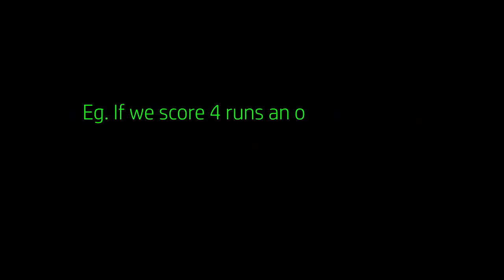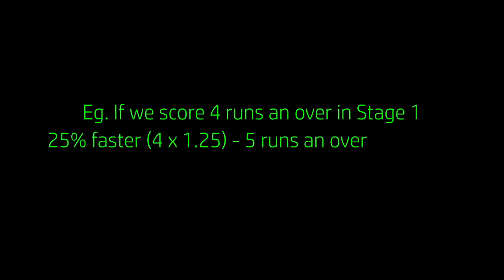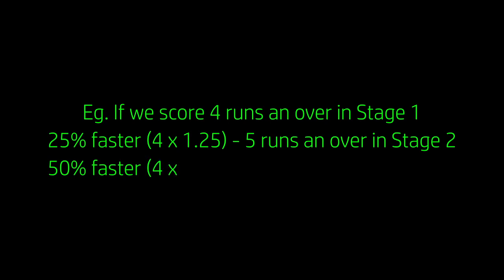For example, if we are scoring at 4 runs an over, it would mean that we think we can score 5 runs an over in stage 2 and 6 runs an over in stage 3. So what is the pace we should be going at currently in stage 1? Pause the video and work it out for yourselves first.